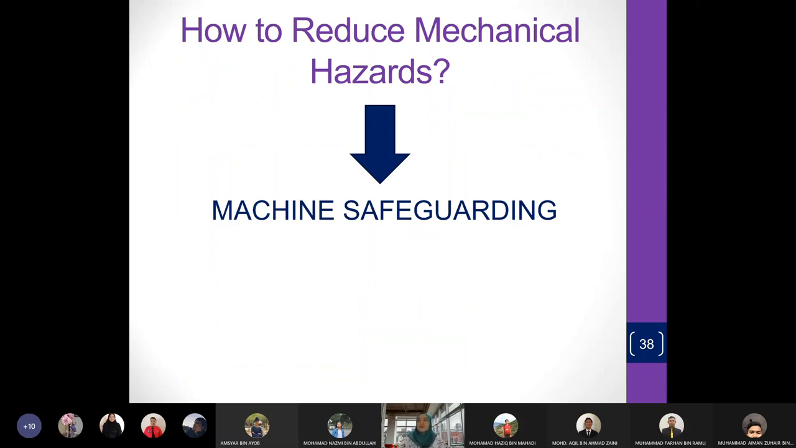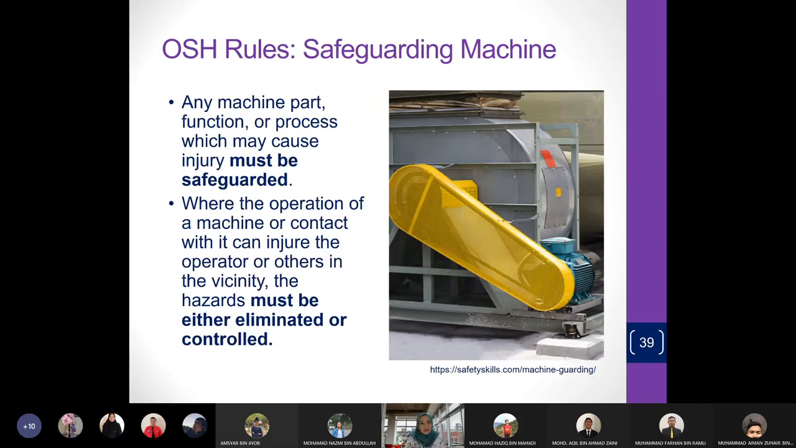Okay, so they're everywhere because we deal with all these moving machines, moving parts. But how do we reduce these mechanical hazards? One thing that should be done is machine safeguarding. Now, what is safeguarding a machine? Safeguarding a machine means that any machine parts, functions, or processes that can cause injury must be safeguarded. It must be covered.